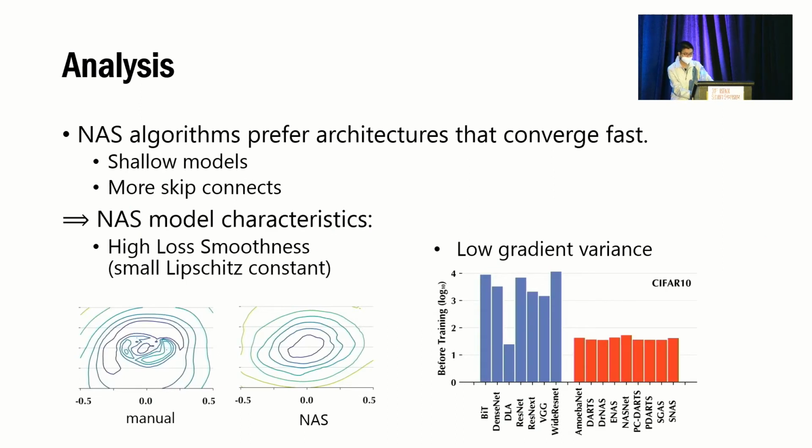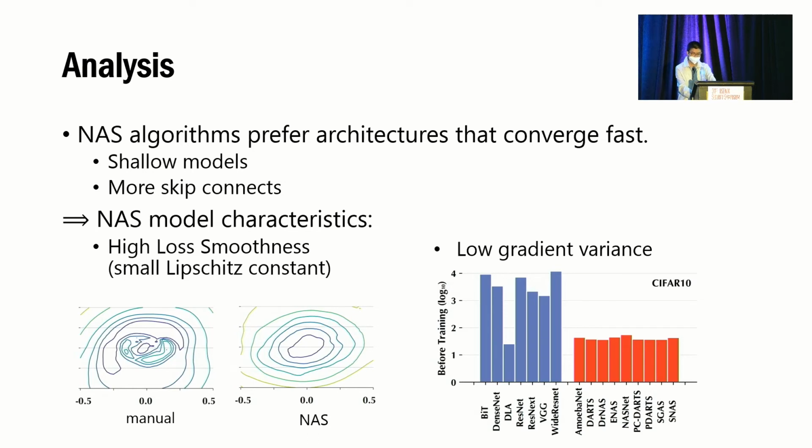So after realizing the vulnerabilities of AutoML models, we need an explanation for this phenomenon. Therefore, we make such a theoretical analysis. It is already known that NAS algorithms prefer architectures that converge fast, which means they prefer shallow models with more skip connects. And that preference leads to the NAS model characteristics, which are the high loss smoothness and the low gradient variance. The high loss smoothness can also be expressed as a small Lipschitz constant.